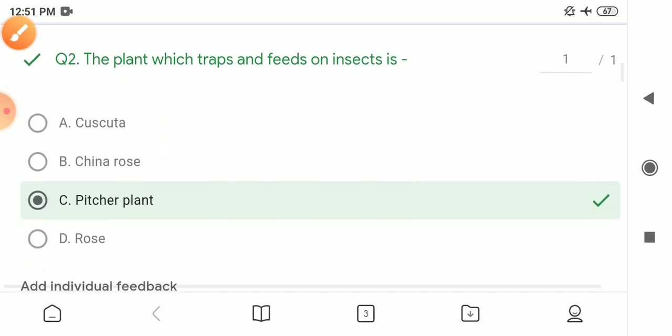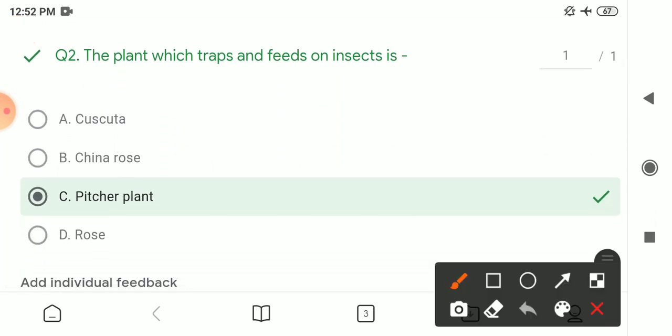Next is question number 2. The plant which traps and feeds on insects is dash. So the options are Kaskata, China rose, pitcher plant or rose. So here your answer is option C, that is pitcher plant. Pitcher plant traps and feeds on insects, and it depends on the insects only. So here your answer is option C, pitcher plant.